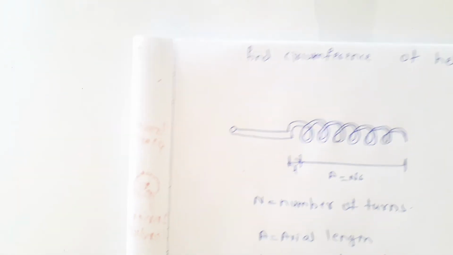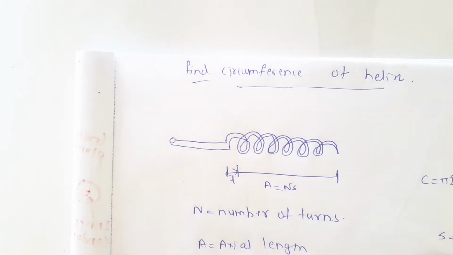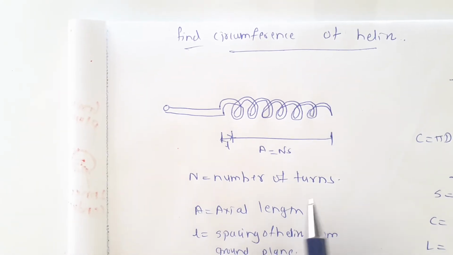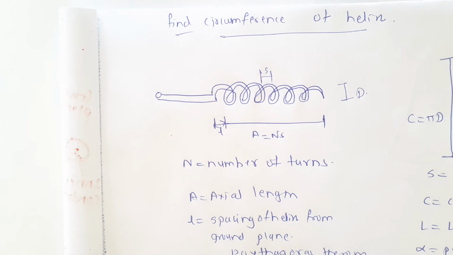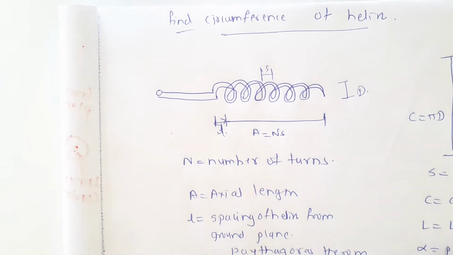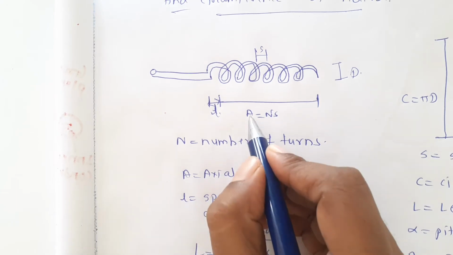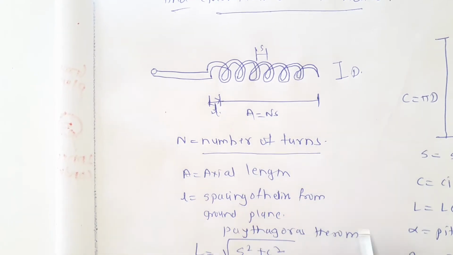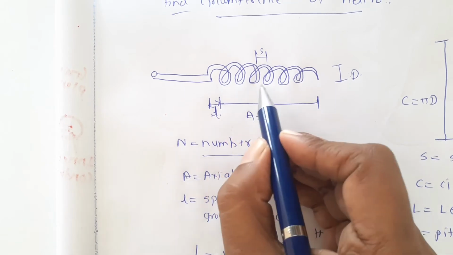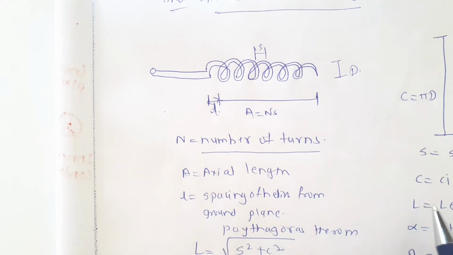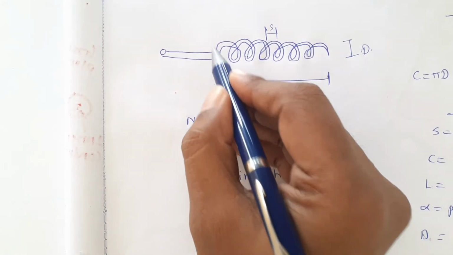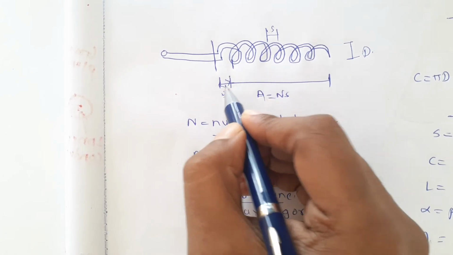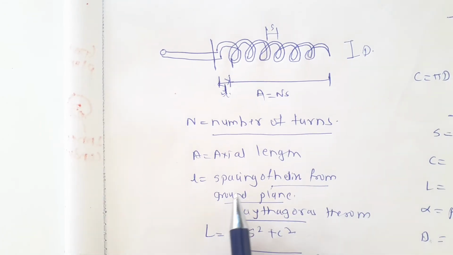Afterwards we will see how to find out the circumference of the helix. This is the structure of the helical antenna. Here this is the spacing, these are the diameters of the helix, L is the length. Now N equals the number of turns of the helix. Here we can see 1, 2, 3, 4, 5, 6, six turns are there. Then L is the spacing of the helix from the ground plane. This is the ground plane, and here we start the helix. So in between these two we have the spacing of the helix from the ground plane.